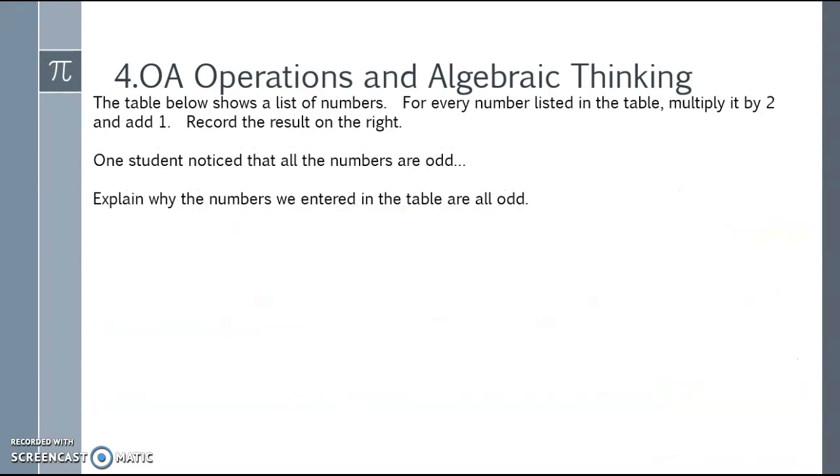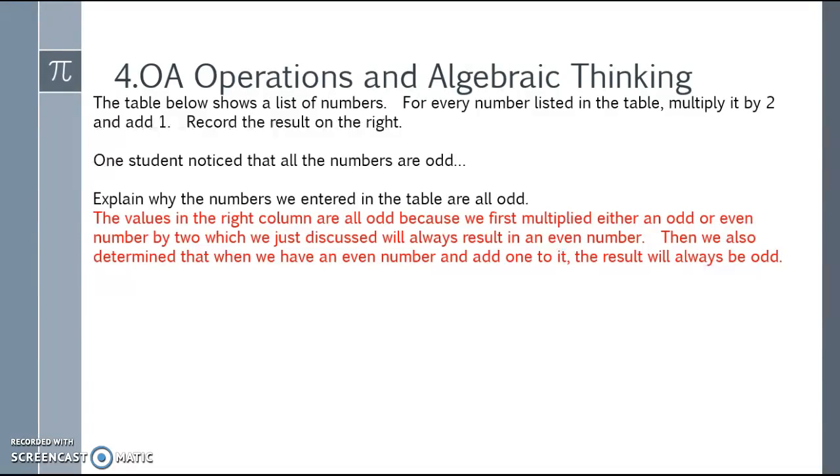So going back to our original part, explain why all the numbers we entered in the table were odd. Well, we can use some of the understanding that we had from the previous questions to conclude that the values in the right column are all odd because we first multiplied either an odd or an even number by 2, and we just discussed that no matter if we start with an odd or an even, when we multiply by 2, the result is always an even number. But then we're adding 1, and we decided that an even number added 1 to it will always be odd.